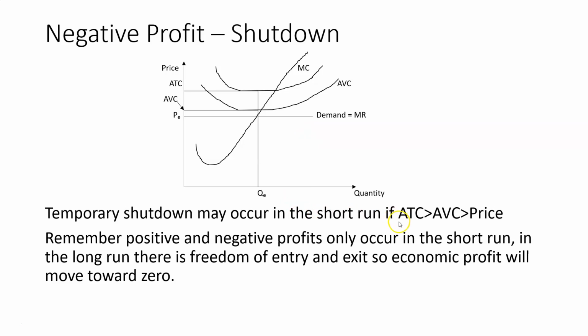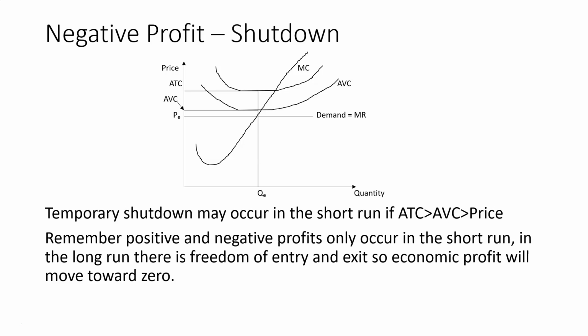And that situation occurs at equilibrium. We would have a negative profit and shut down if our average total cost is greater than our average variable cost, and that's greater than price. Again, I want to stress to you that positive and negative profits only occur in the short run because firms in the long run will have the option to change production functions, to do whatever they need to do to move to zero economic profit.